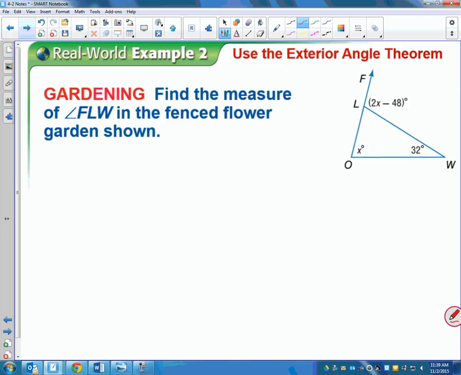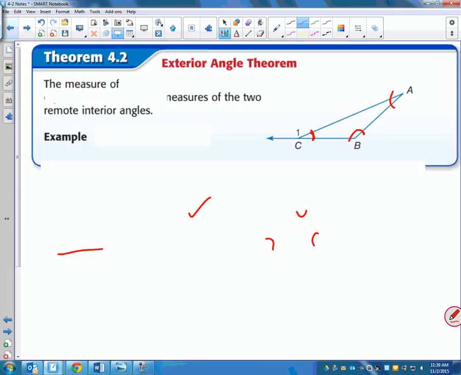Okay, so again, I wanted to show you the proof of where the theorem comes from, and then you're going to practice using that theorem. If I give you this picture, find the measure of angle FLW in the fifth flower garden shown, what is the relationship in that picture? It's a triangle with a line. The hint says use the exterior angle theorem. What did we just prove? What did we just learn back here?